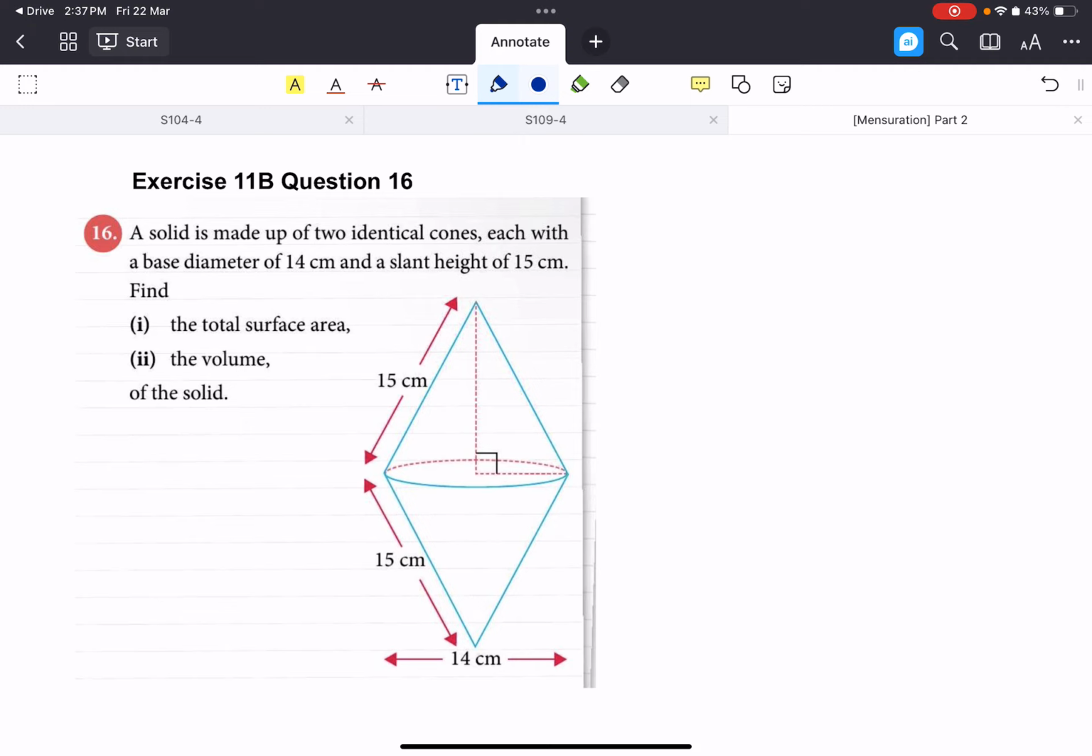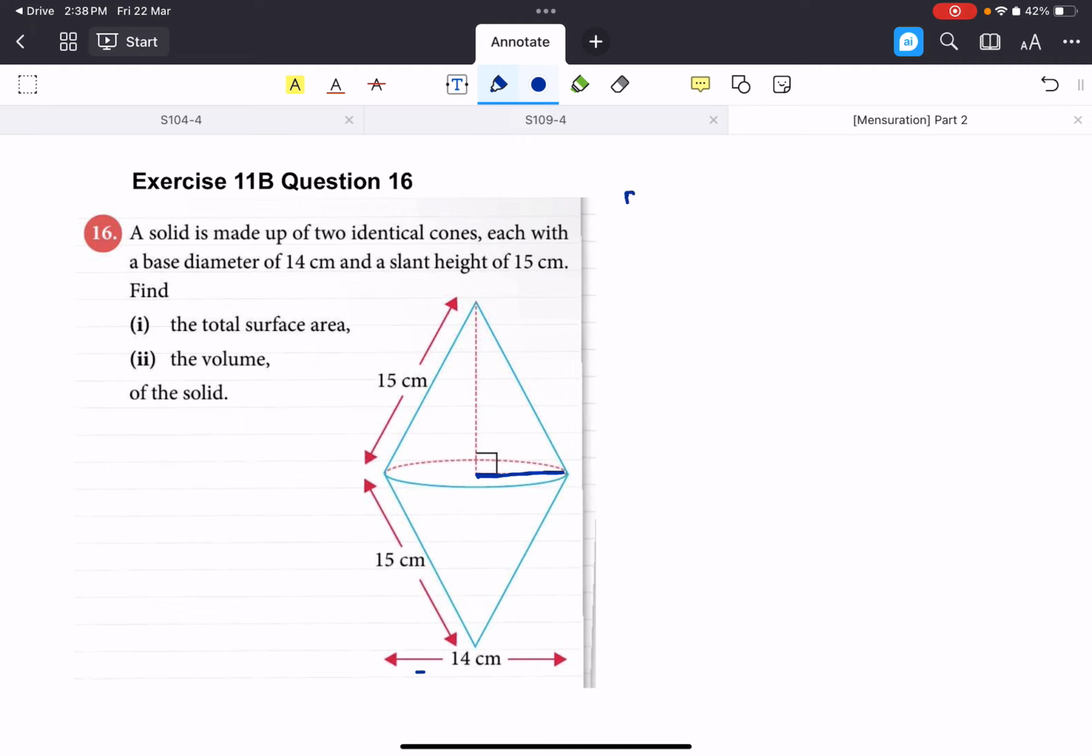Okay, here's the second question. So this time round is a composite question, slightly different. We have actually two cones connected at the base. So they want us to find the total surface area. In this case, we need to get some information first. For example, we know the slanted height is 15, but one piece of information that's lacking is the radius. So we need to figure out what the radius is, but hey, it's not that challenging. I mean, we can see that the diameter is 14, so the radius will be half of that.